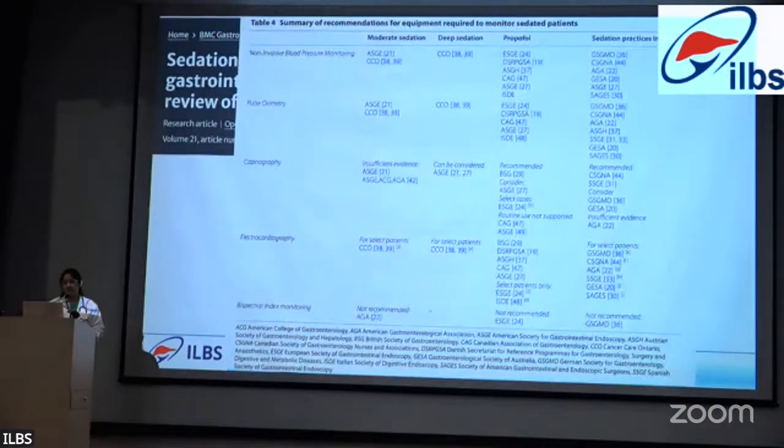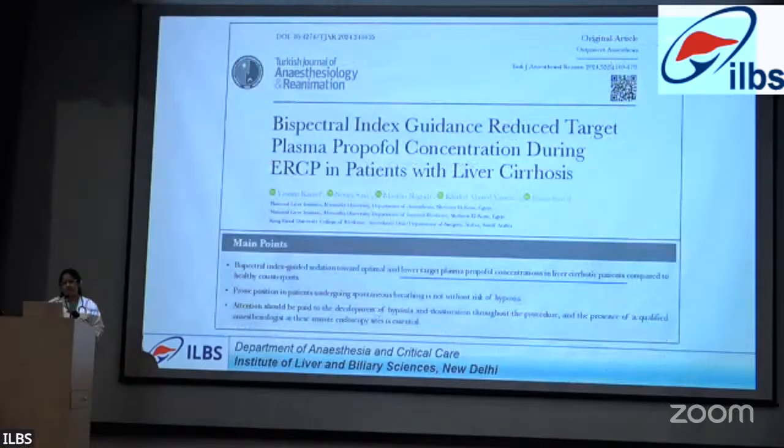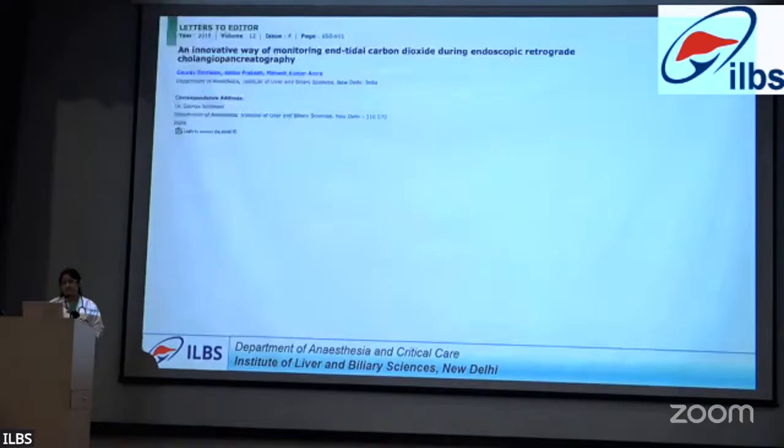So this is followed by all American, British, and European countries that basic monitoring should include NIBP, pulse oximetry, and electrocardiography, while selected patients should include capnography and BIS monitoring. So BIS monitoring is actually important for monitoring in daycare procedures so that we can reduce the concentration of drugs, especially in reverse cirrhotic patients, when we know that the drug requirement will be less in these patients. So end-tidal CO2 is now the standard of care for monitoring.